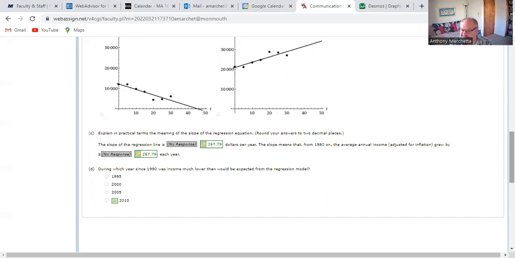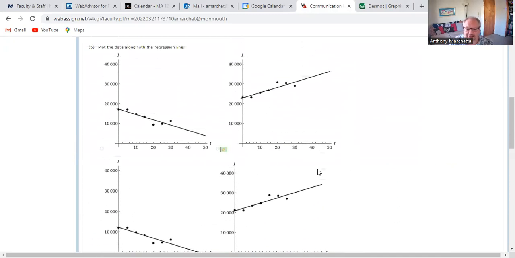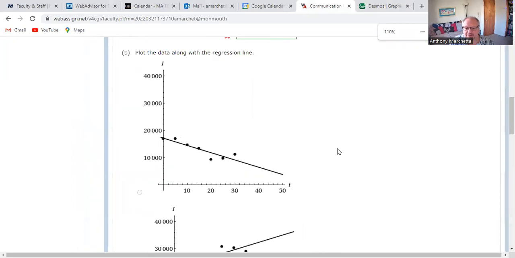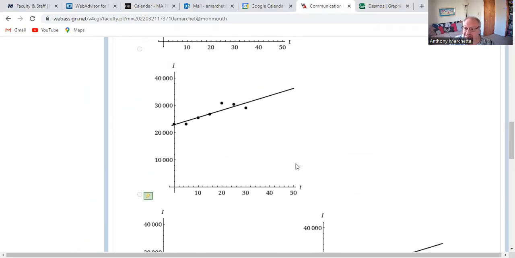And then for part D, the last part, it says during which year, since 1990, was income much lower than it would be expected to be from the regression model. So for that, I'll look at the answer here, and I'll also look at the answer in Desmos. We know that this is the correct answer. I'm zooming in so that we can get a good picture of it. We know this is the correct answer. I'm going to say it appears to me that right here, this dot is much lower than the line, than any other dot in relation to the line.